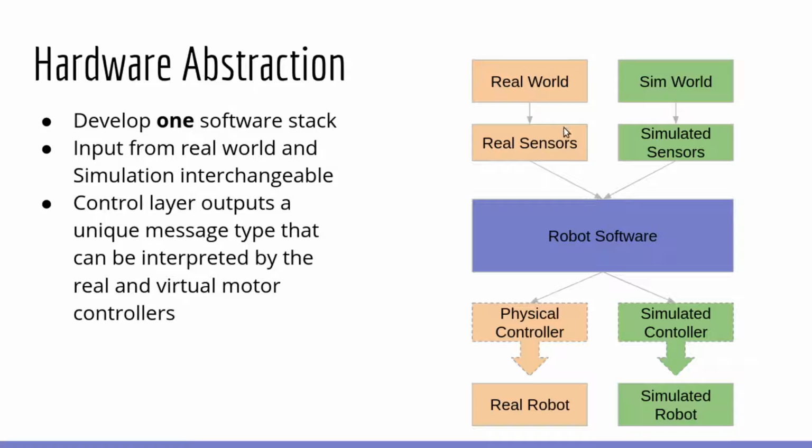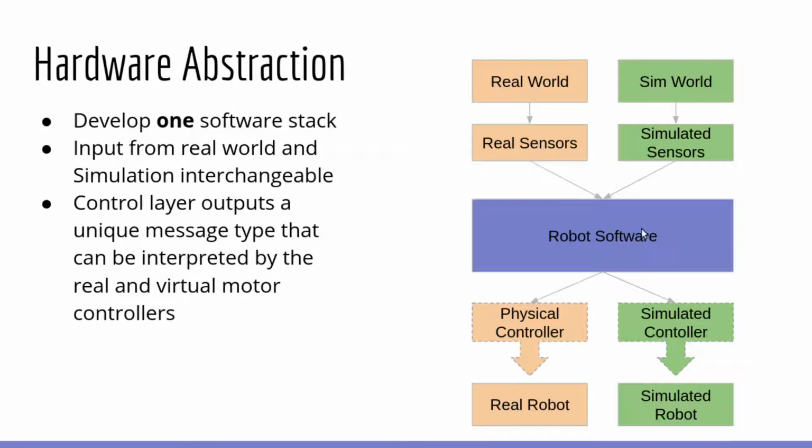So there's an example over here where we have a sort of real world, in orange, and a simulator world in green, but our robot software is unchanged between the two. So we have real world, which has real sensors, and the sensors output data. And we have a simulated world, and simulated sensors, they also output data. And if both of these pieces of data are compatible, our robot software can use either one of them. It doesn't make any distinction between the two.